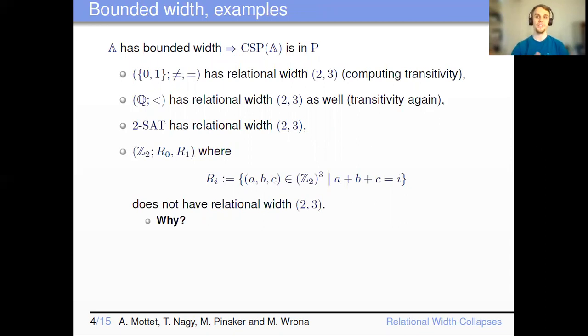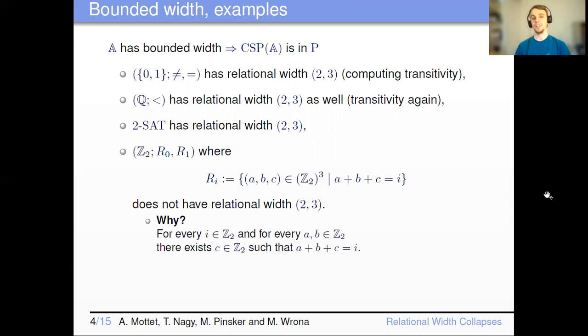Just consider Z2 with two ternary relations R0 and R1, where Ri just says that the tuple ABC is in there if A plus B plus C is equal to i modulo 2. And I claim that this structure does not have relational width 2, 3. We can ask why, but the answer is really simple. Just consider any i from Z2 and any A, B in Z2, then we of course can find C such that A plus B plus C is equal to i in Z2.